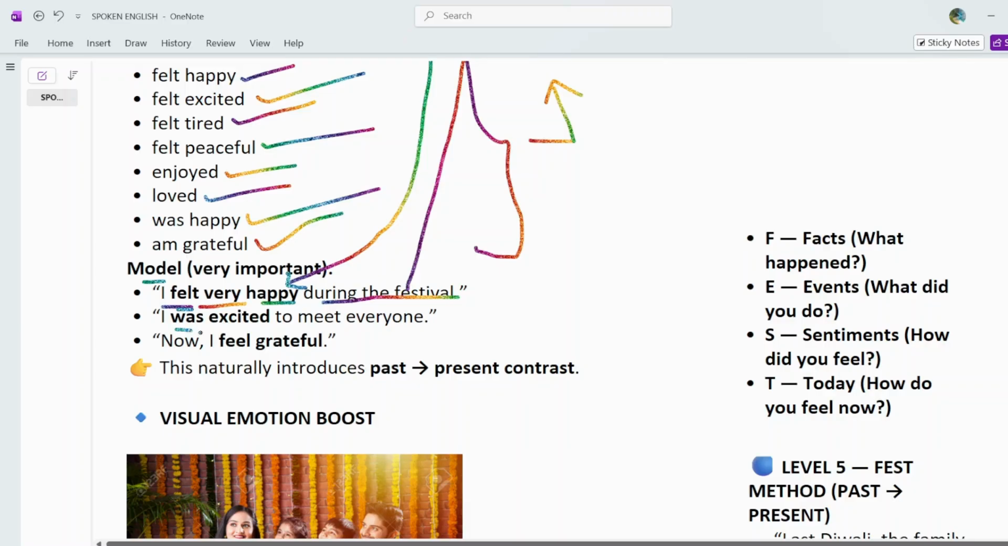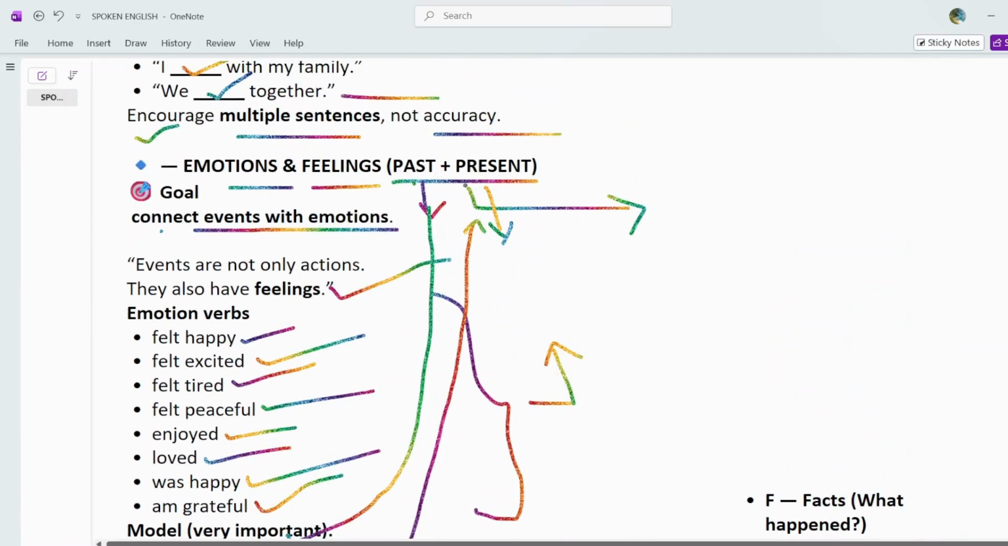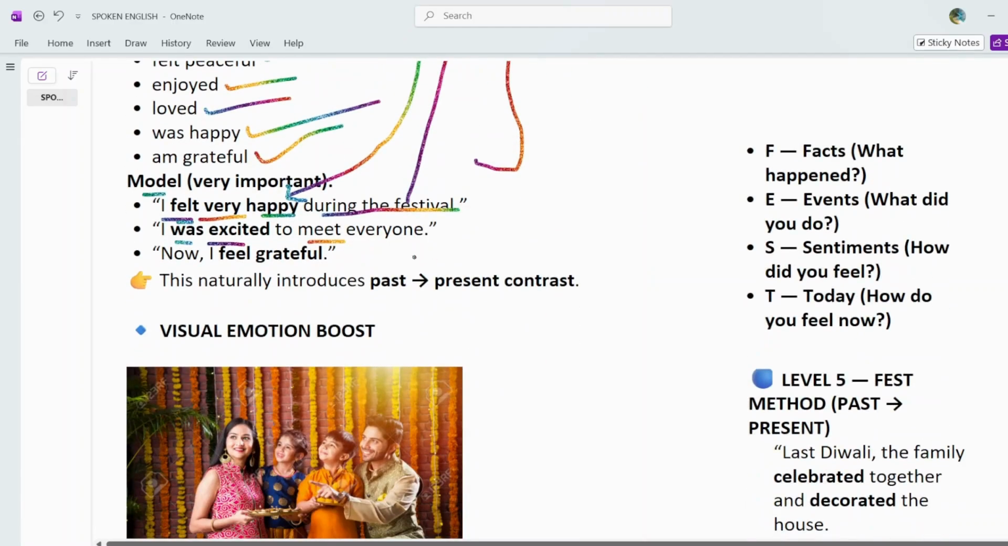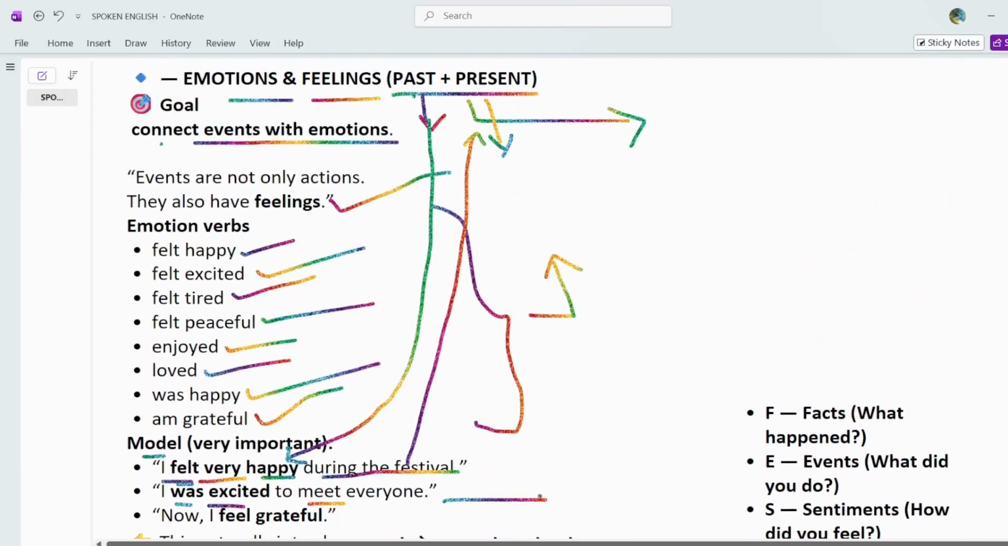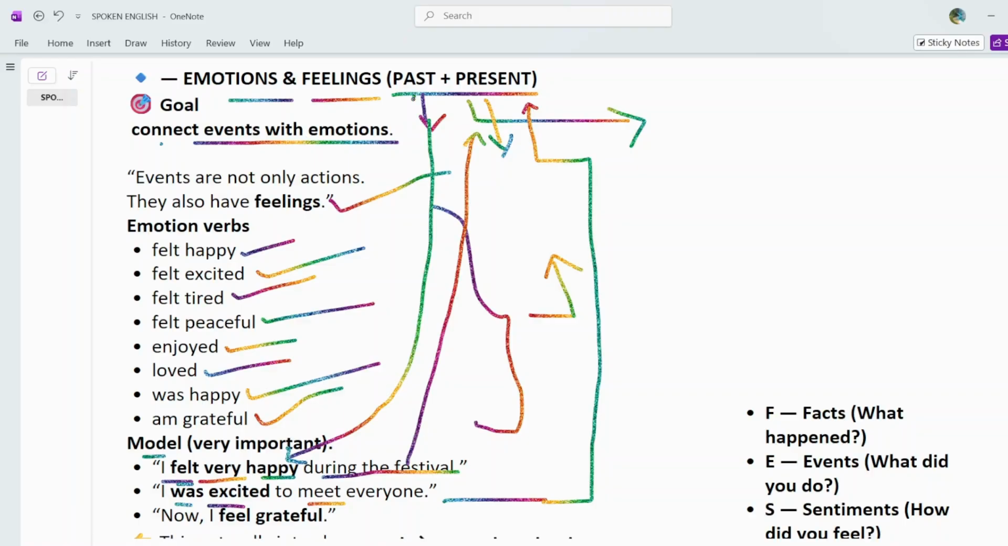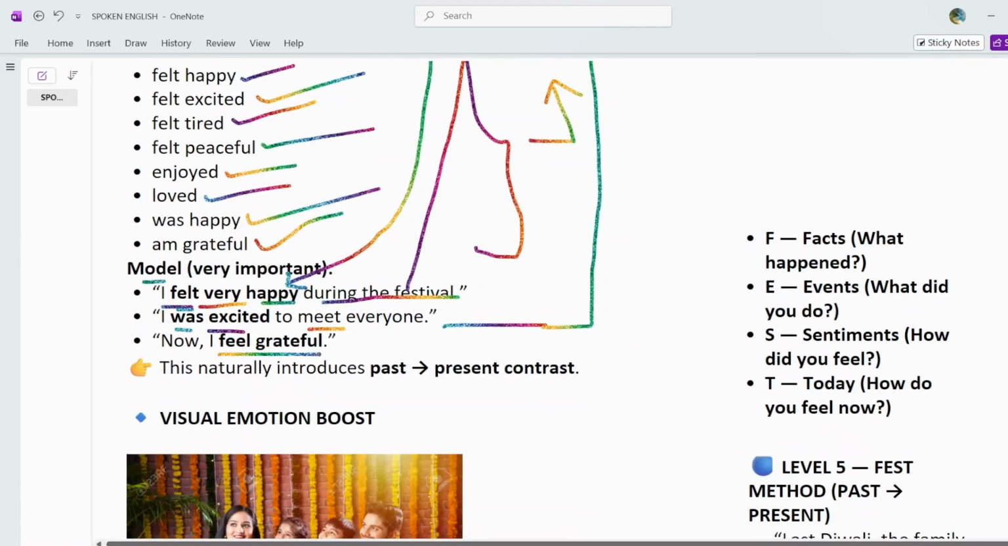Now, let's look at the next sentence. I was excited. Was. Again, the same strategy, right? I was excited to meet everyone. To meet. Meet is present tense. It's happening now, okay? I was excited to meet everyone. So the strategy is past plus present tense. Okay? That's it. It is sentence wise. When I'm talking about the strategy, it is sentence wise. Please keep that in mind, that it is past plus present. Now I feel grateful. Okay. Now what happens is this naturally introduces the past and you automatically jump into the present. That is what is important when you're looking at structures.